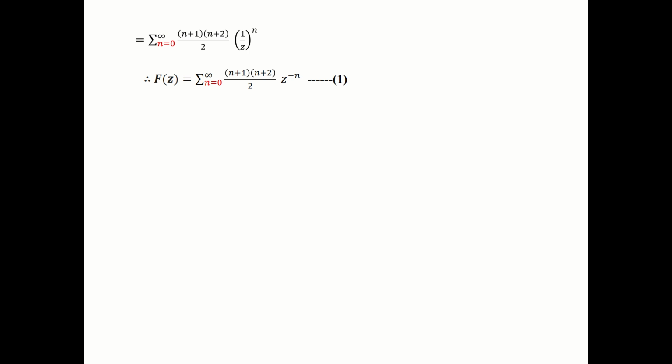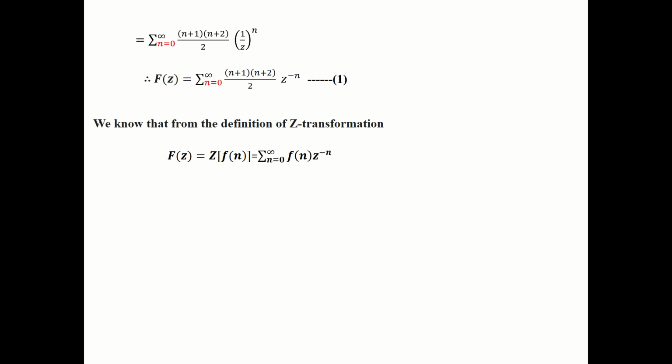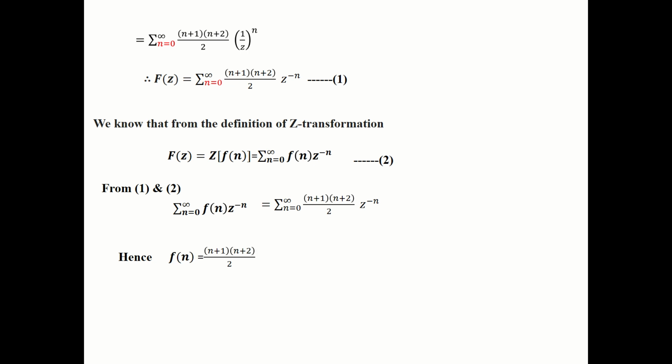From the z transformation, we know F of z is equal to summation n is equal to 0 to infinite f of n z power minus n. Comparing 1 and 2, you will get summation n is equal to 0 to infinite f of n z power minus n, which is equal to summation n is equal to 0 to infinite n plus 1 into n plus 2 by 2 z power minus n. So clearly f of n is equal to the coefficient n plus 1 into n plus 2 by 2. Therefore the inverse z transformation of z cube by z minus 1 cube is n plus 1 into n plus 2 by 2. Thanks.